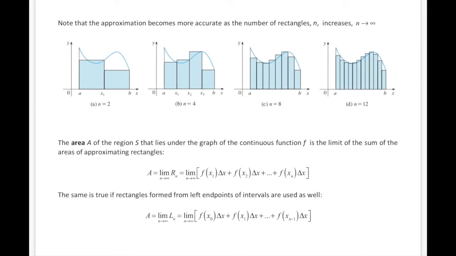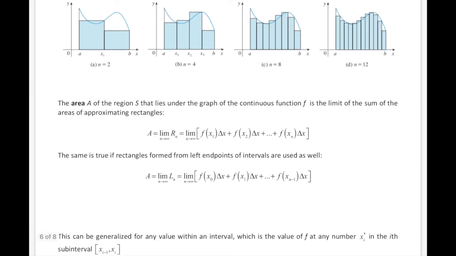So here you can see examples where we've got 2 rectangles, 4 rectangles, 8 rectangles, 12 rectangles. It becomes a better and better approximation to the value of the curve. Here I would say that this is an underrepresentation because we've got all this area that's not covered. Now there's less and less area not covered and less overestimate as we get finer and finer estimates.